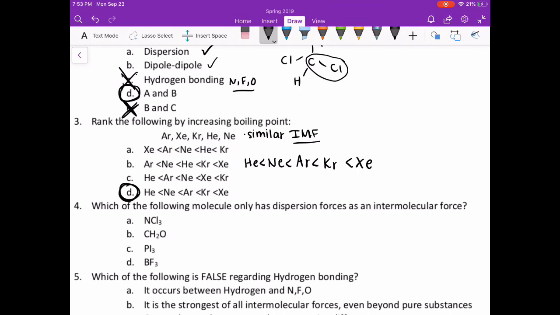So for the next one, it's which of the following molecules only has dispersion forces as an intermolecular force. So this is another tip to draw out my, I don't know what's going on up there. I really don't know what's going on with this audio.